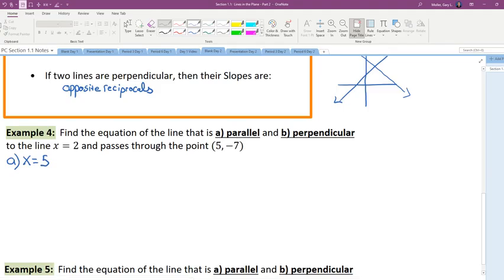If we're going to do perpendicular now for part B, we know that perpendicular to a vertical line has to be a horizontal line. And if it's passing through that point, it has to be y equals -7. If I sketch that out for anybody who needs to see it, the line in question is x equals 2. That would be this line right here.